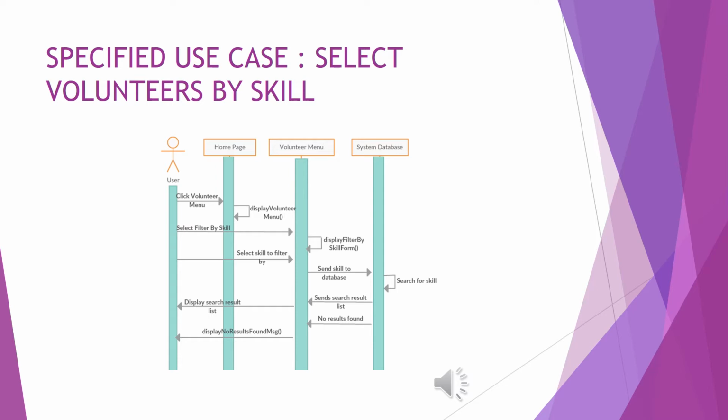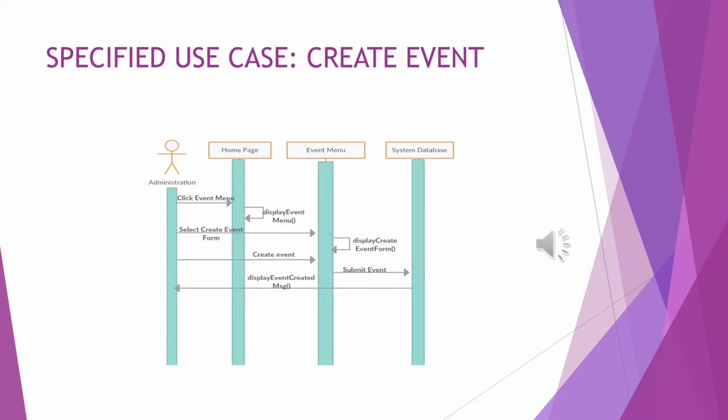This sequence diagram shows the interaction of the administration users and the software system in order to create a new event. As the user clicks on the event menu from the home page, various options will be shown. The user then selects the Create Event Form option and enters the required information. Once the form has been submitted, a display message will appear stating that the event was created.